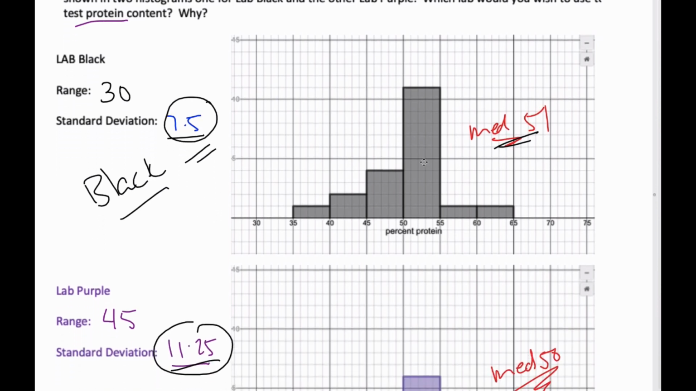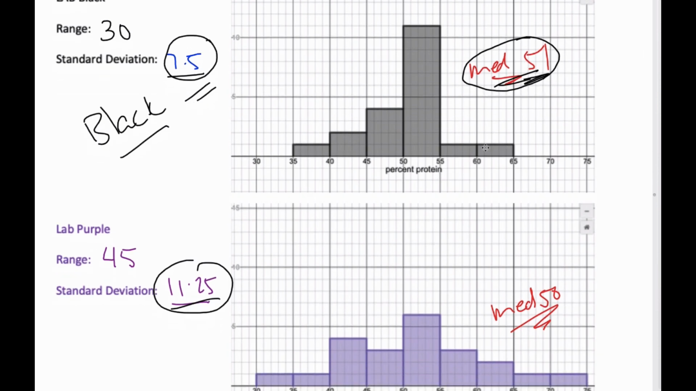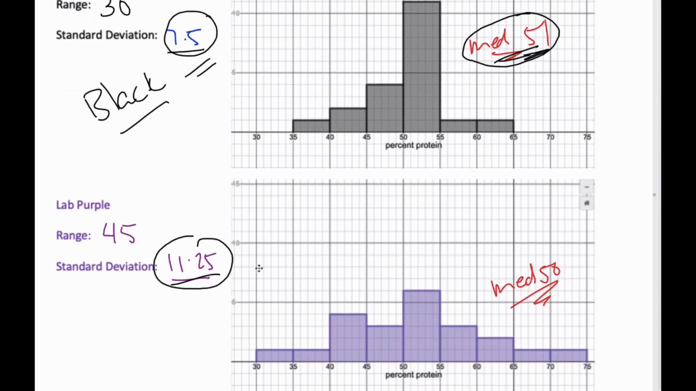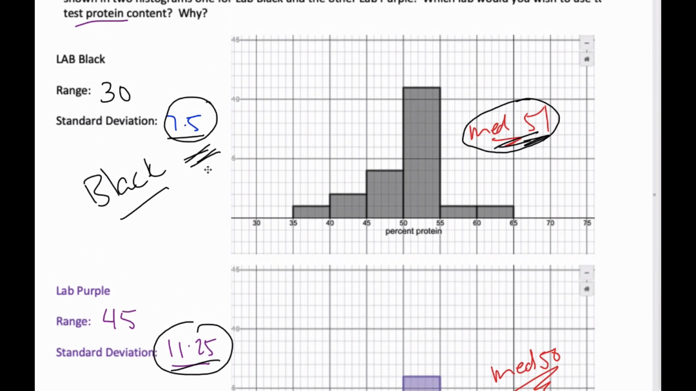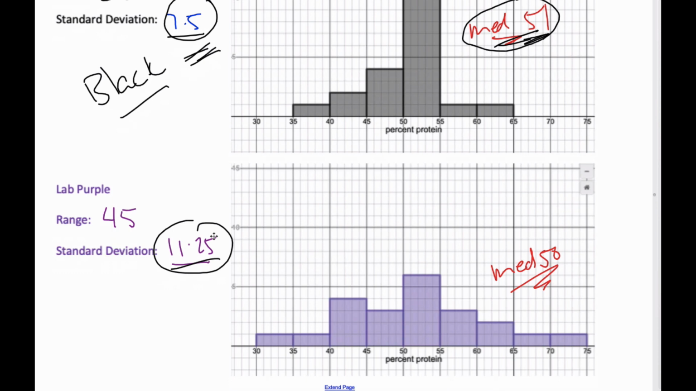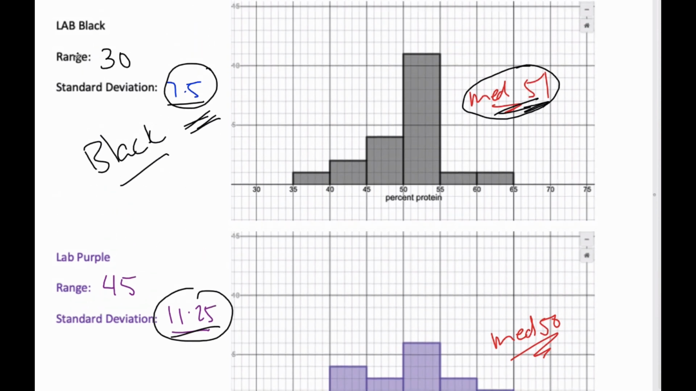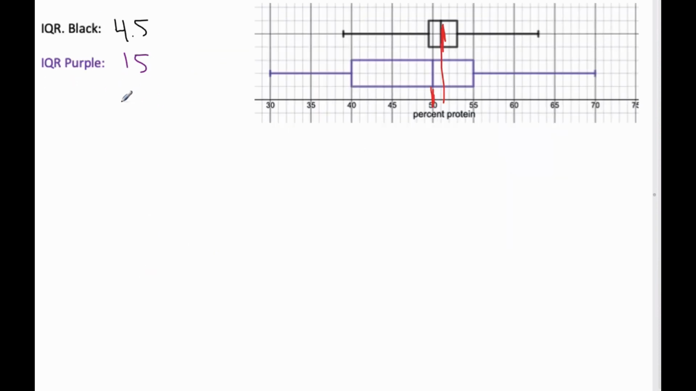And so even though they tend to be a little bit high, I believe this can be calibrated by the machines, whereas the purple looks like sloppy laboratory work, and the consistency comes here in the black graph. So we use not just the center, but we use the spread to analyze the data and get a sense of what's going on, whether it's the range, the standard deviation, or the IQR that you can see here. And so the black one is far more consistent. That's the lab to go to.